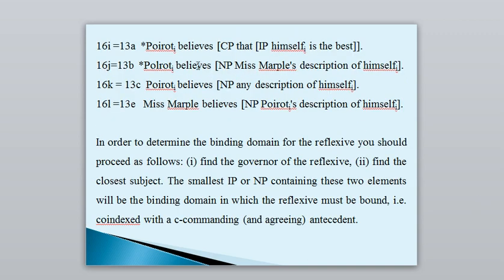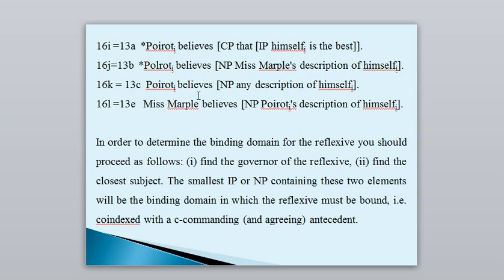The other one, "Poirot believes that himself is the best." Again, here himself cannot come back to Poirot because this is another clause, and himself cannot come back to the antecedent in the above sentence. Again, there is no locality condition here, so this is ungrammatical. The other one, "Poirot believes Miss Marple's description of himself." Again, himself cannot come back to Miss Marple because this is feminine and this is masculine, and also it cannot come back to Poirot in the above sentence because of the locality constraint. So this is again ungrammatical.